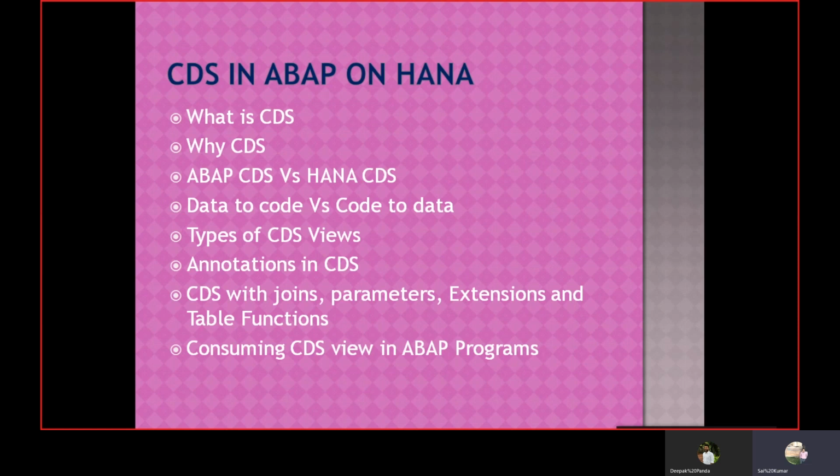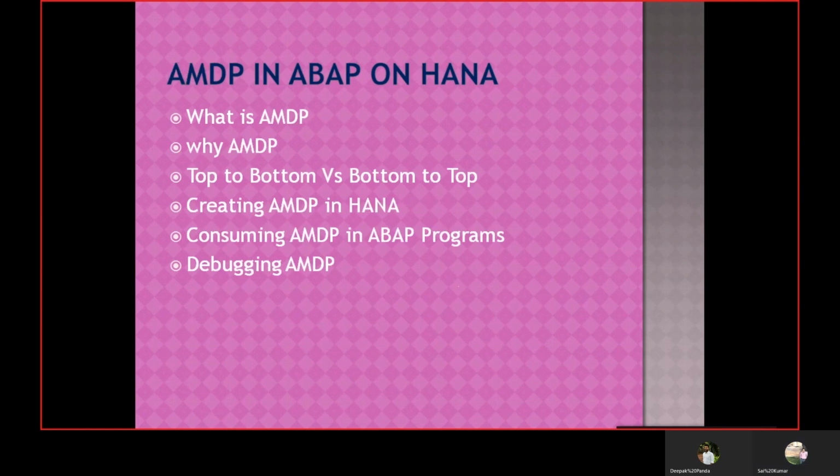Next we are going to discuss types of CDS views, and in these CDS views some annotations are available. I am going to show you at the time of implementation. So, annotations of CDS. Next we are going to discuss CDS with joins and parameters, extension and table functions. Next we are going to show you consuming CDS views in ABAP on HANA programming. Then AMDP in ABAP on HANA. What is AMDP and why do we use AMDP? There are different types of approaches available, like the top to bottom approach and the bottom to top approach.